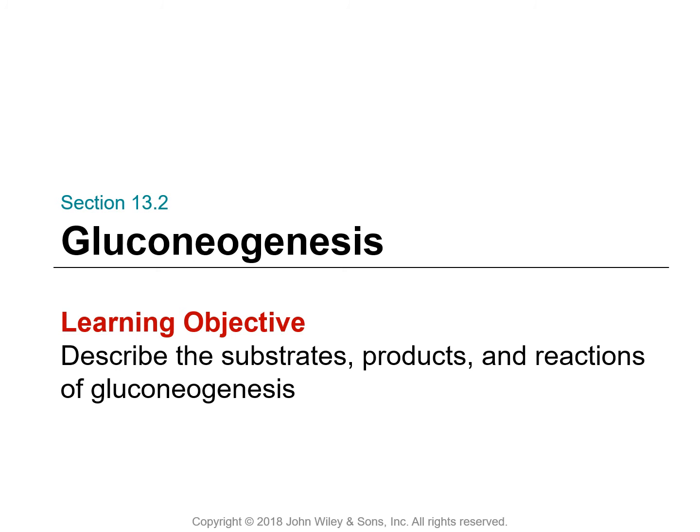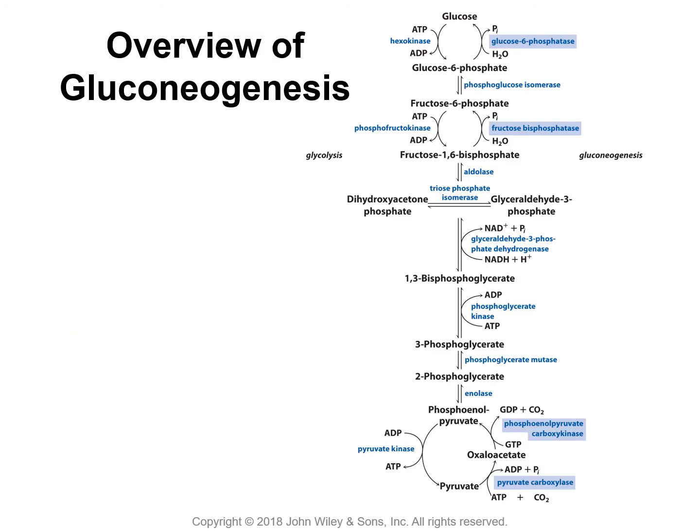Now, gluconeogenesis is sometimes considered to be the reversal of glycolysis, that is, the conversion of 2 molecules of pyruvate to 1 molecule of glucose. So we're going to take a look at that and talk about that in this section. This picture right here just gives you the reactions of gluconeogenesis.